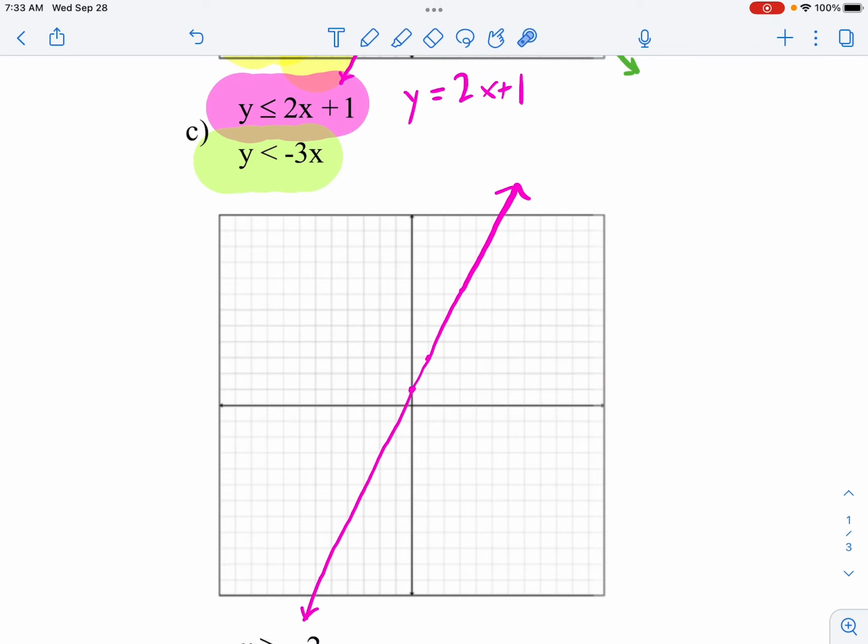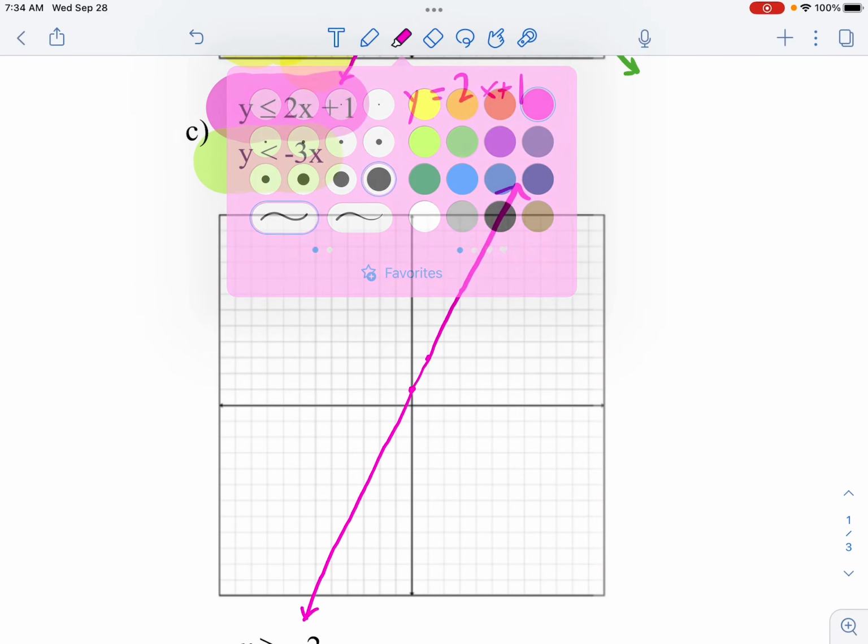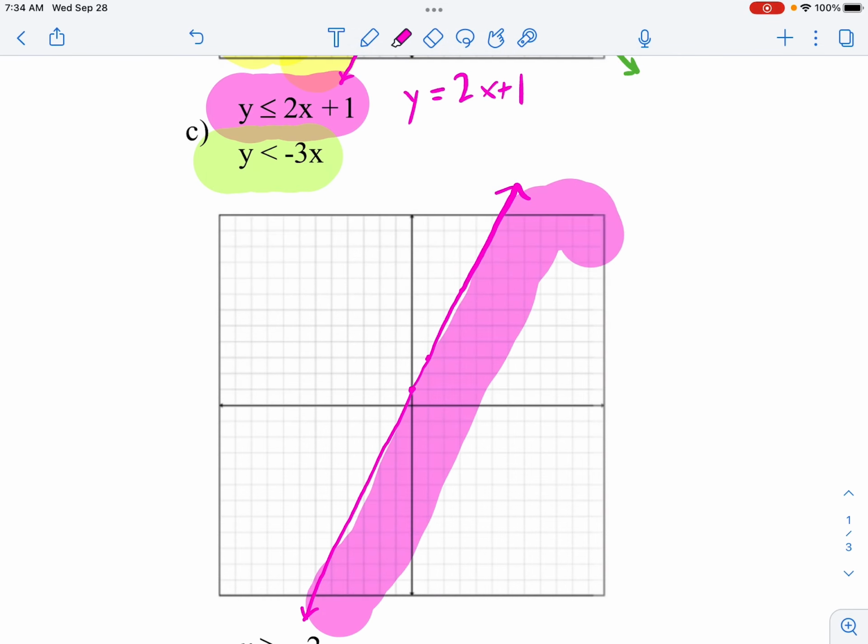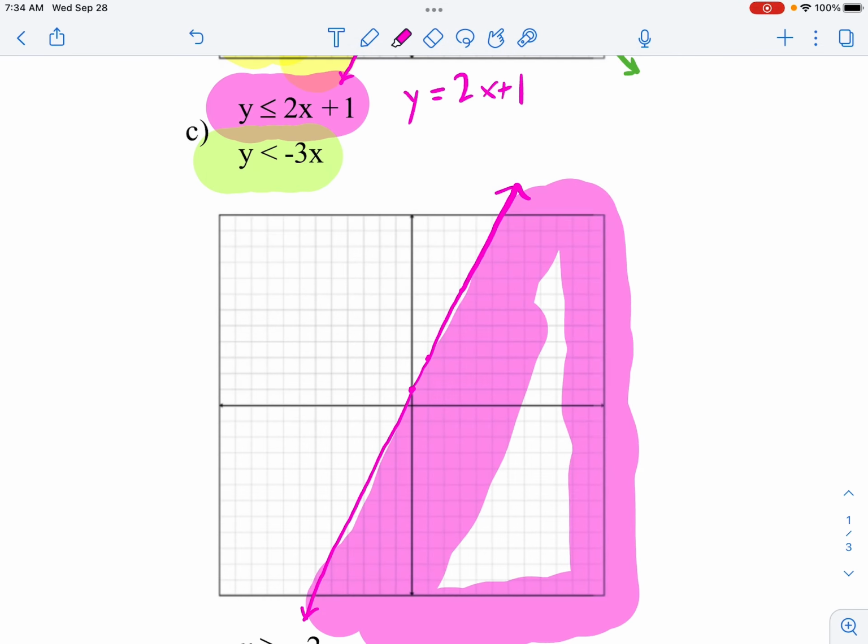So this is the line where y equals 2x plus 1, but we want y to be less than or equal to 2x plus 1. So we're going to go below, because y has to be less than this line, okay? So let me shade in pink below the line. There we go.